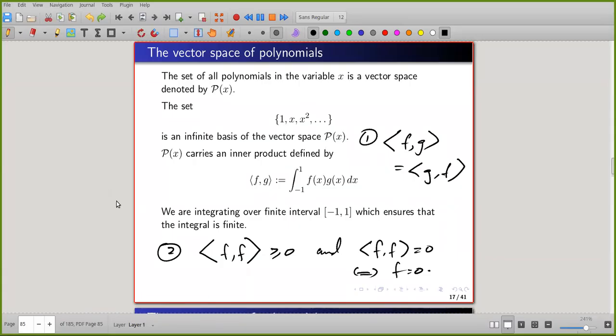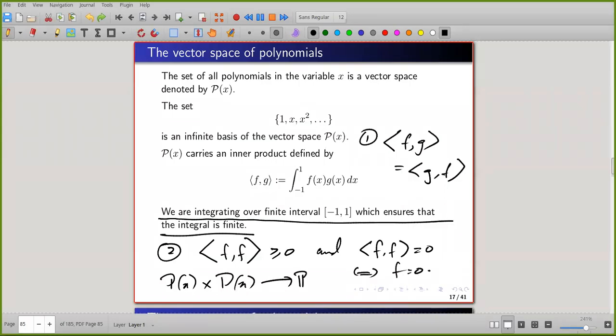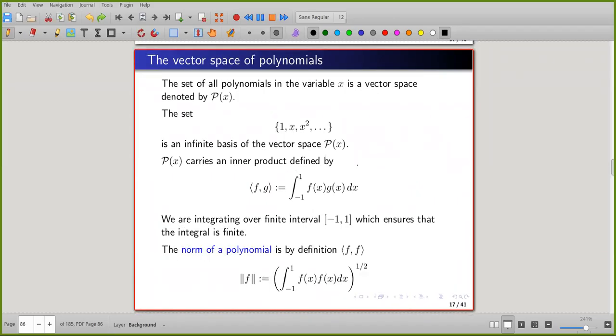This sentence is basically saying that we are defining a map from P(x) cross P(x) to R. Given any two polynomials, I need a real number, and for that I need to say that this integral is always going to be finite. So that is the importance of that sentence. Okay, so let's go ahead. The norm of a polynomial is by definition the square root of f comma f, which is this.